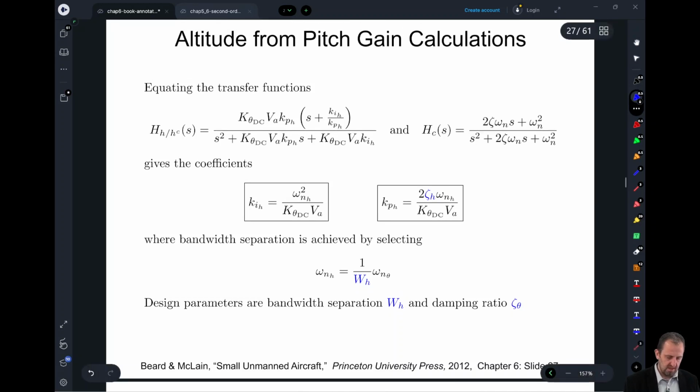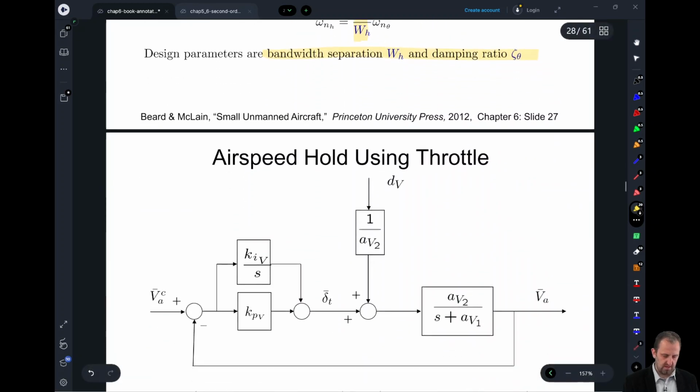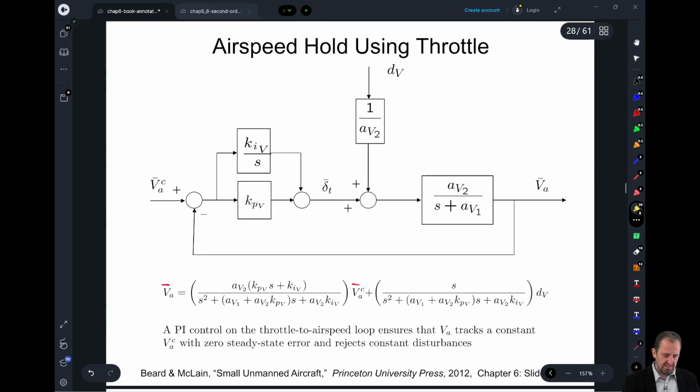If we come down here, we again have a very similar formulation. The biggest thing to notice is that the natural frequency of the outer loop is again dependent on the natural frequency of the inner loop. But given our natural frequency and our damping ratio, we can again calculate what our gain should be. So the design parameters now are our W sub H and the damping ratio zeta sub theta. Okay. Excellent. So now we'll go to our second control law.